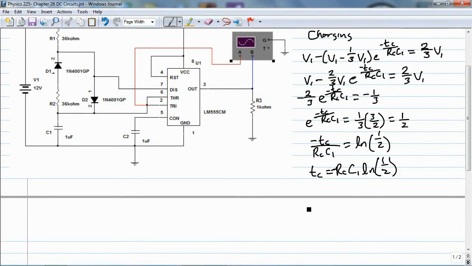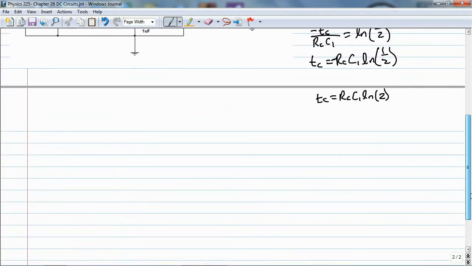and I'm going to use a rule with natural logs that if I have a negative natural log, I just have the natural log of the reciprocal. So it's TC equals RC C1 natural log of 2. So that's my time for charging.